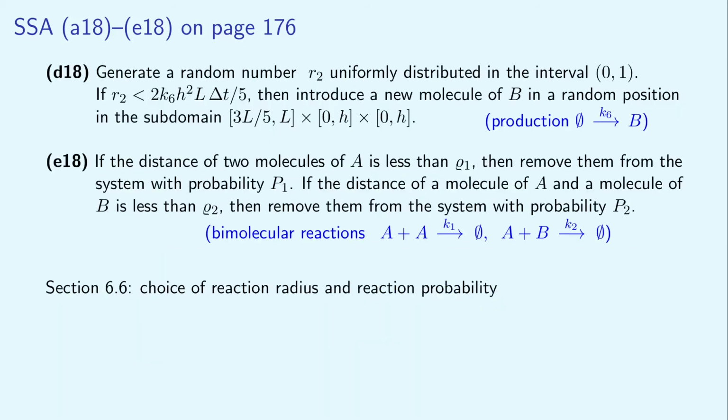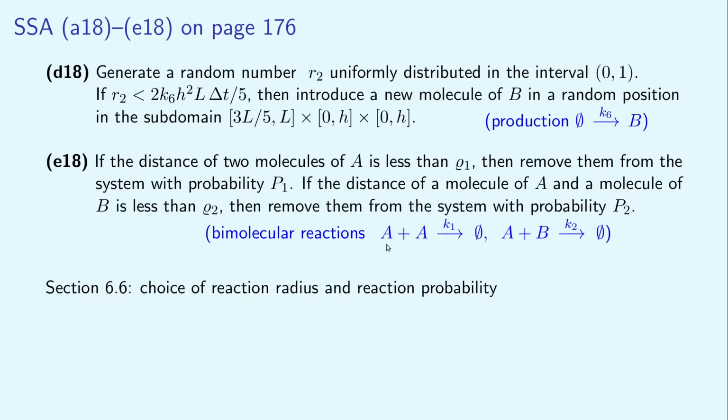The next step, D18, describes the localized production of molecules of chemical species B. We again use a random number to check whether the production event happens. If yes, then we introduce a new molecule of B to the red part of the computational domain. Finally, we implement bimolecular reactions. We implement these second-order reactions. The first reaction is the dimerization A plus A goes to a product, which we do not explicitly model.